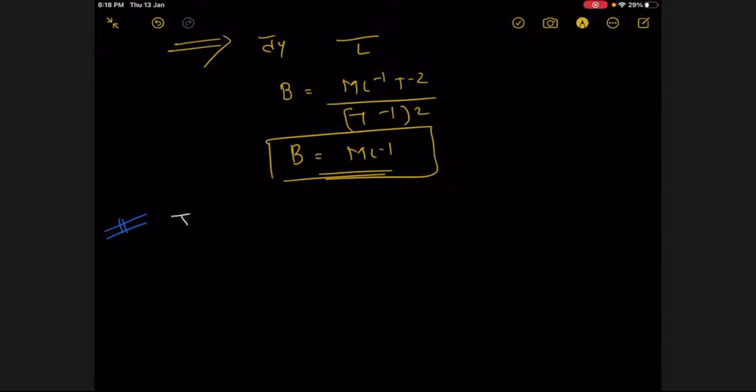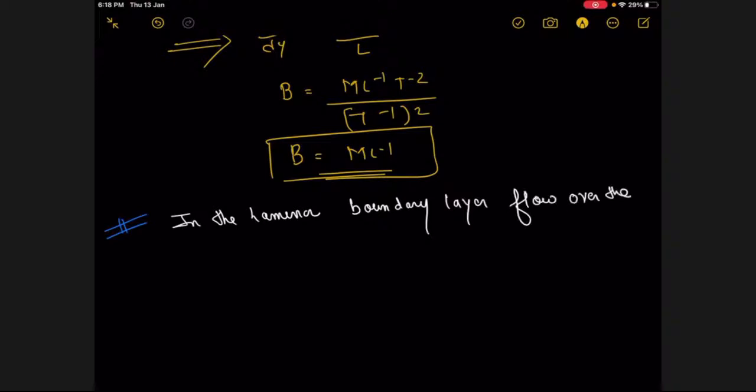Next question. In the laminar boundary layer flow over the plate, the ratio del by x varies as. So this is the most frequent question. GATE has asked this question I think 10 to 12 times. So this is from the boundary layer. This question is from the boundary layer.